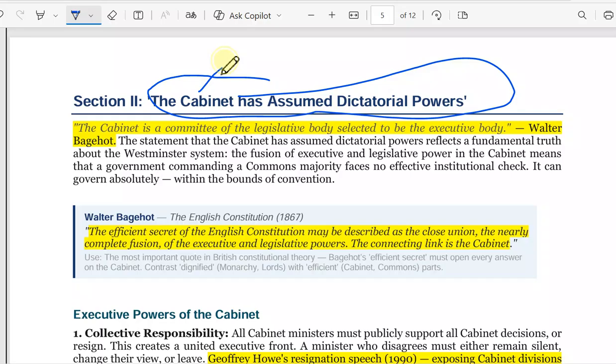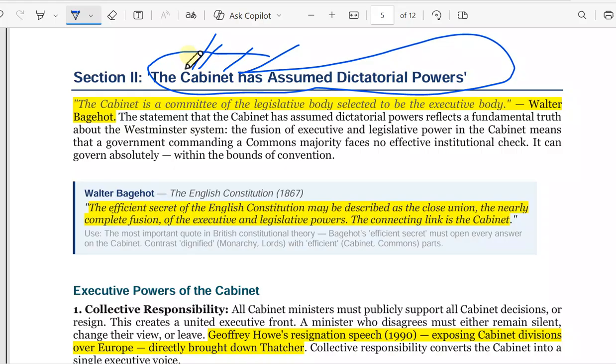Means how the cabinet is above parliament, how the cabinet also controls the prime minister, how the cabinet is stronger than the House of Lords, and yes, how the cabinet possesses more powers than the crown. Okay, so the cabinet is a committee of the legislative body selected to be the executive body.